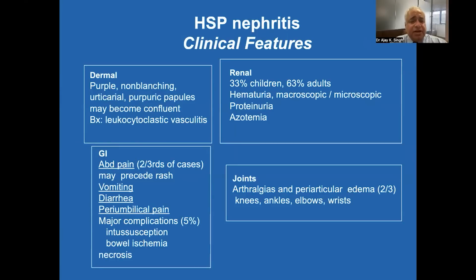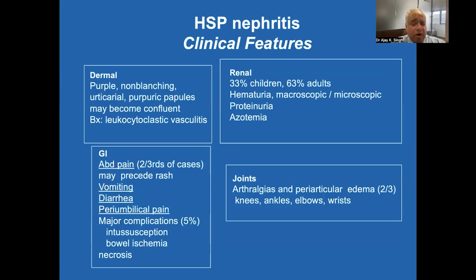The skin manifestations: a purple, non-blanching urticarial rash with purpuric papules that might become confluent, and this is when you do a skin biopsy. This is a leukocytoclastic vasculitis. As we discussed a minute ago, the GI manifestations include abdominal pain in about 2/3 of cases. This is usually a small bowel vasculitis, but you can also see vomiting in association with abdominal pain, diarrhea, and periumbilical pain.